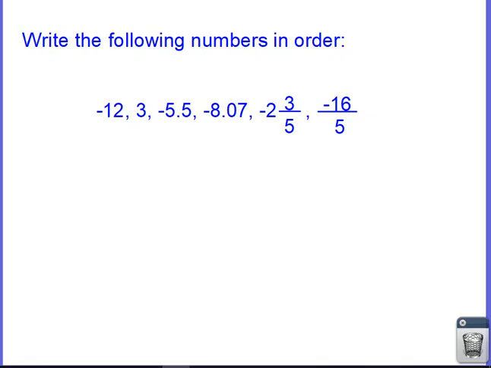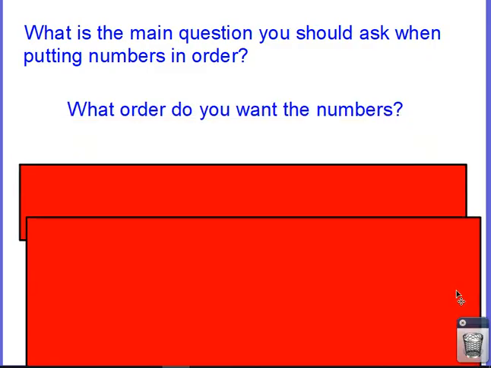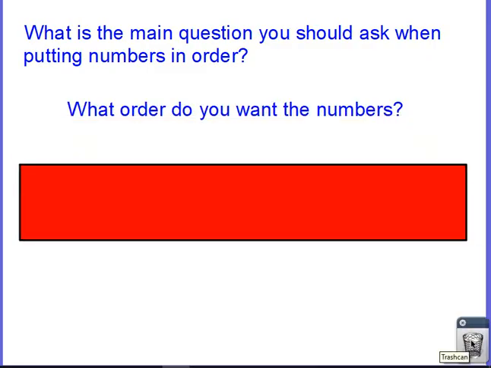It says, write the following numbers in order. Well, when you're seeing bigger numbers, and it's not just integers this time, or not just decimals, it's a combination of things, we need to come up with some questions. So what is the main question that you should ask when putting numbers in order? Well, the first question that you should always ask is, what order do you want? Is it going to be least to greatest or greatest to least?